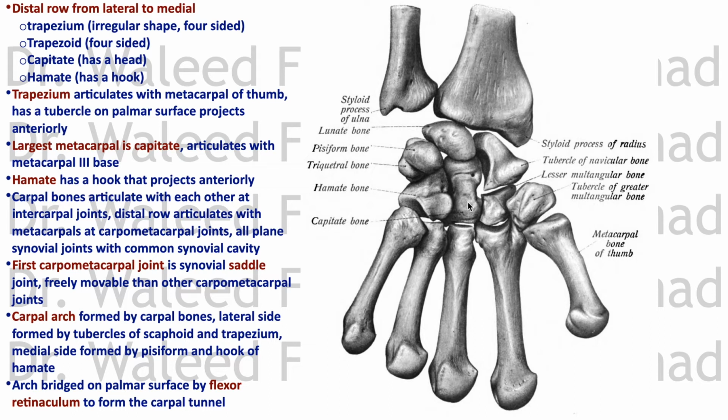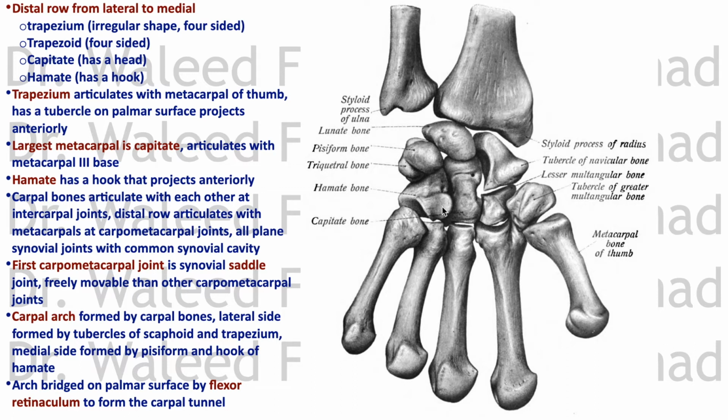The trapezium articulates with the metacarpal of the thumb. Here, the trapezium has a tubercle on the palmar surface. The largest carpal bone is the capitate, which articulates with the base of the third metacarpal. The hamate has a hook that projects anteriorly. You can see it here.